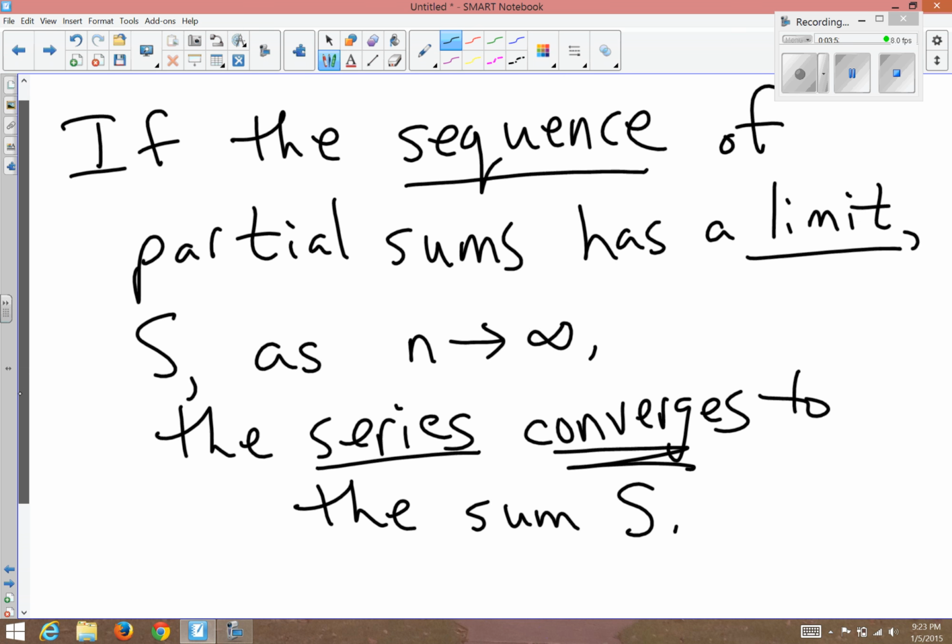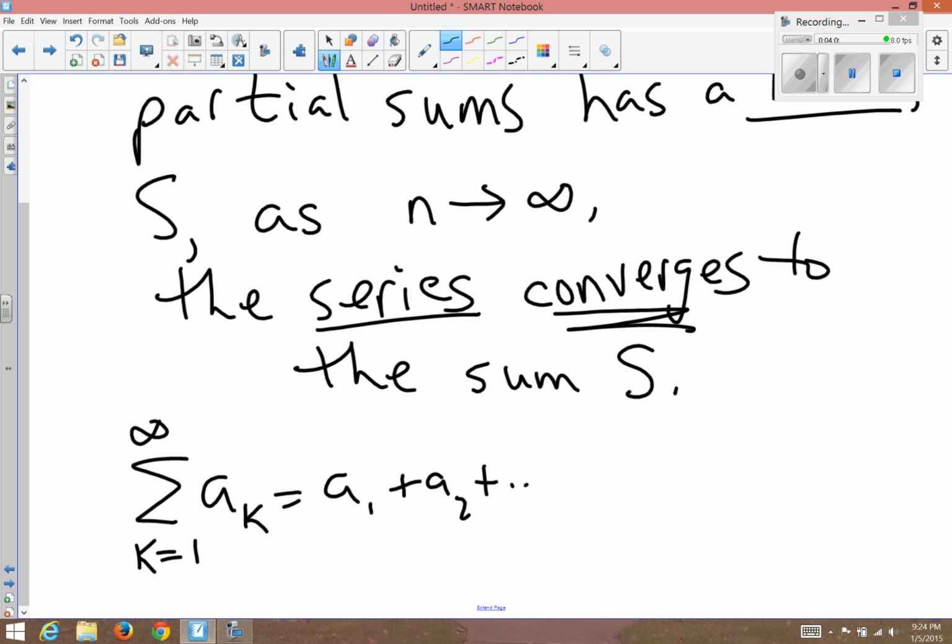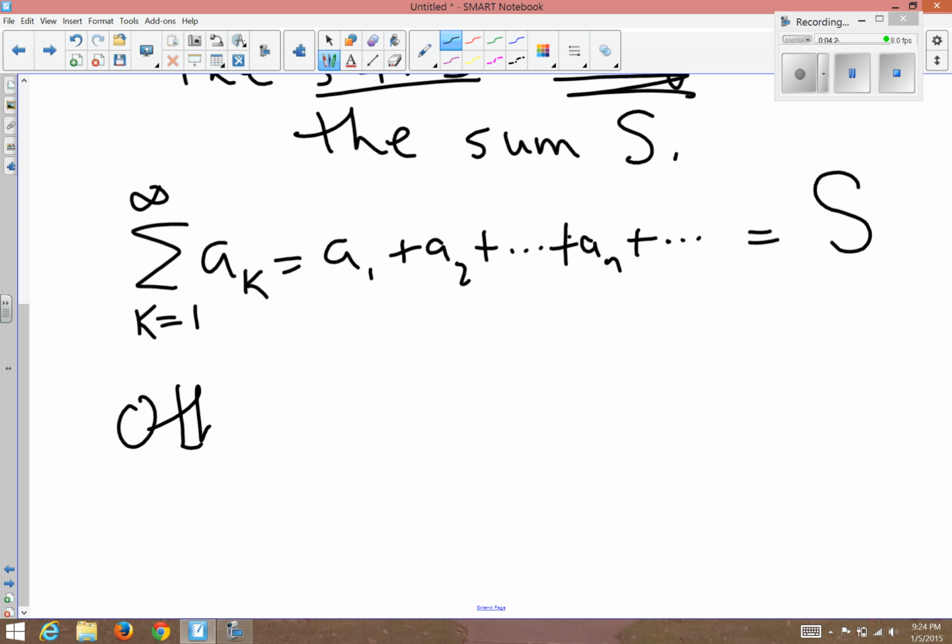If this were the case, we write the following. Sigma A sub k, where k starts at 1 and goes to infinity, meaning A sub 1 plus A sub 2 plus etc. plus A sub n plus etc. This infinite series is equal to s. Otherwise, we say the series diverges.